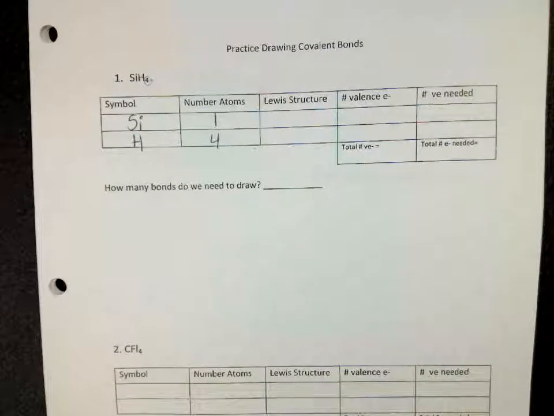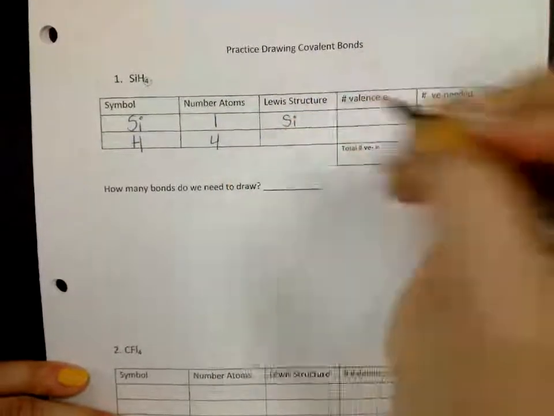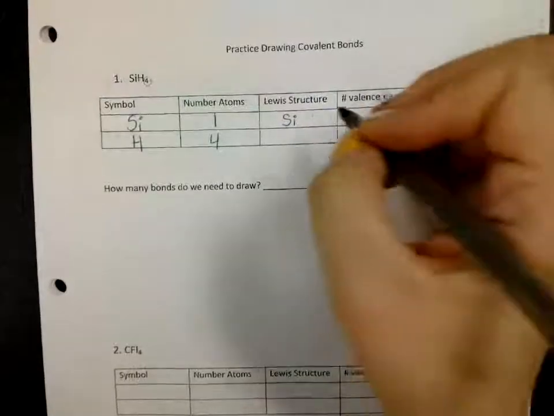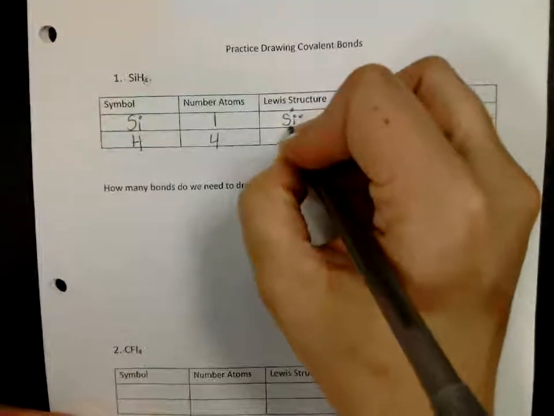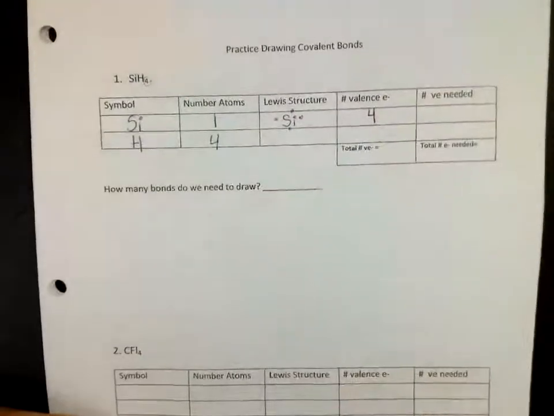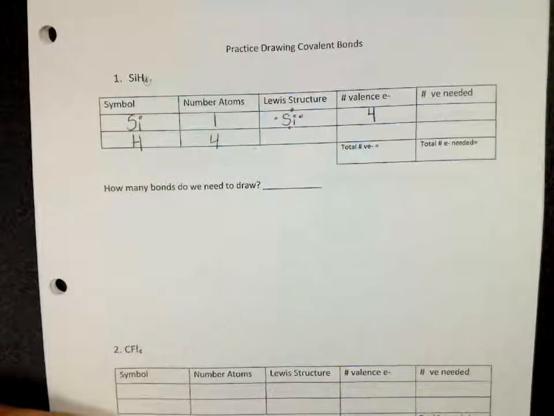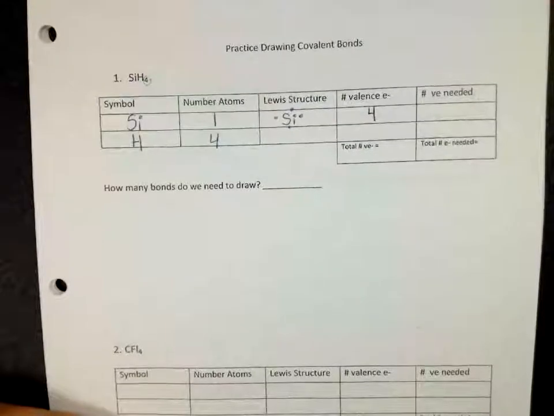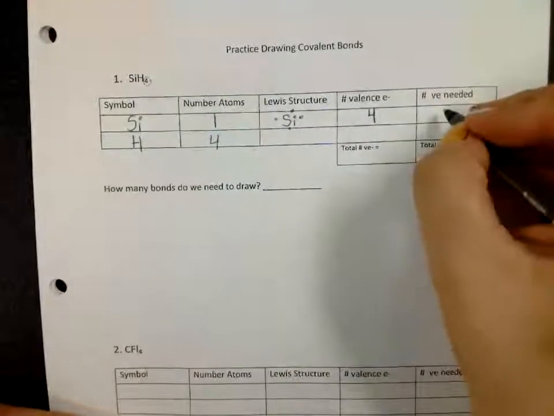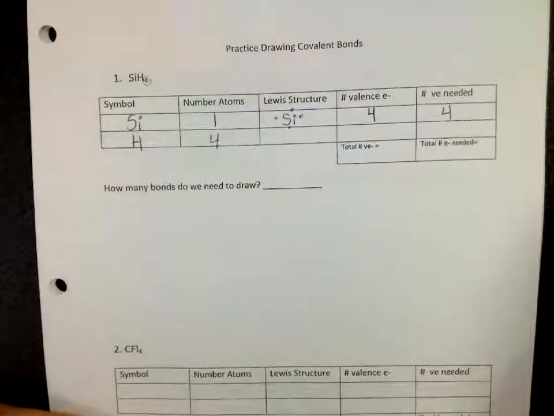Now it wants us to draw the Lewis structure. So what column is silicon in? It's in 4? Yep, I see it. All right. So if it's in 4, it gets 4 valence electrons, right? So it's got 4 valence electrons. And how many valence electrons does it need? So it needs 4 more to get to 8.